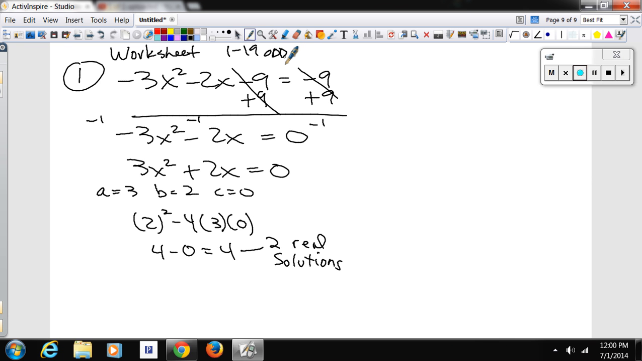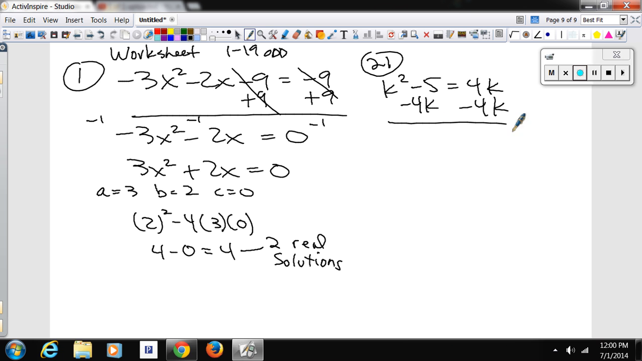Okay, let me go to number 21. Solve by factoring, so you've got k squared minus 5 equals 4k. Subtract 4k on both sides so that we get a 0. And make sure you put it in descending order. You've got to put the 4k in the middle, the negative 4k. Because that's our descending order. Now you can use the star. Again, I like the star better than the X. Because it helps me see my parentheses better.